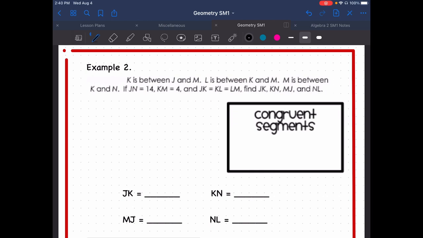Okay, K is between J and M. L is between K and M. M is between K and N. All right, ooh, this one's going to be tough. Let's draw our segment. Let's put our points. K is between J and M. L is between K and M. M is between K and N.